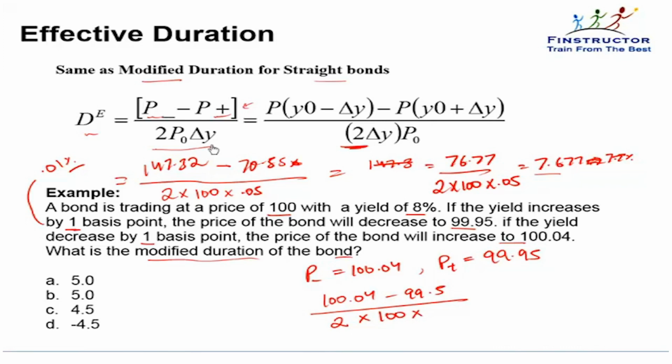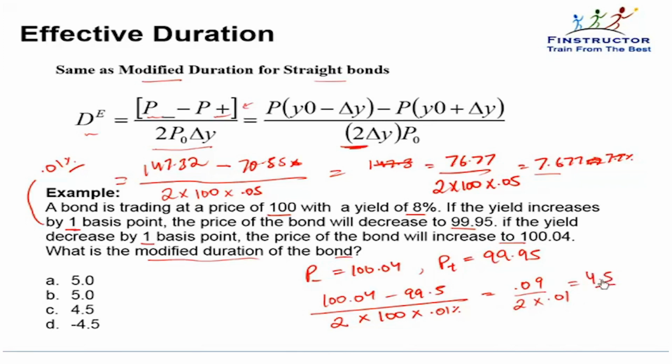The change in yield is 1 basis point. 1 basis point is 0.01%. Do not forget the percent. So it will be 0.01 upon 100. This will come out to be 100.04 minus 99.95, that is 0.09, divided by 2 into 0.01 percent, and 100 will get cancelled. That is, it will come out to be 4.5.